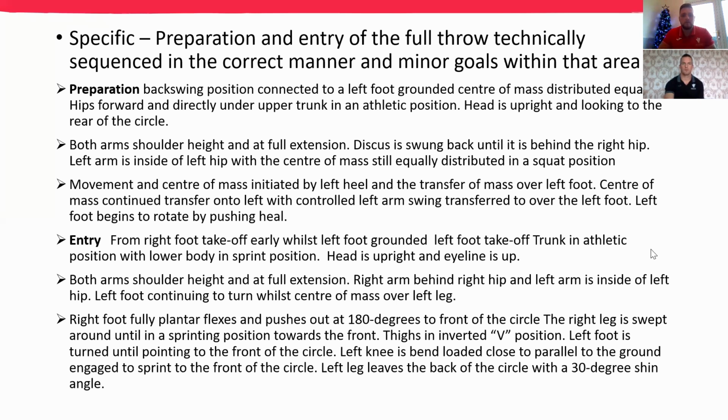Discus in the backswing until it's behind the right hip, and then left arm inside of the left hip with center of mass. So we really work on the center of mass. Specific to Mike, he is much more comfortable on center of mass over 2 feet, okay? Once we start moving into that preparation and entry into the full throw, and we start moving on to the left side, this is where his balance and coordination just does get affected, okay?